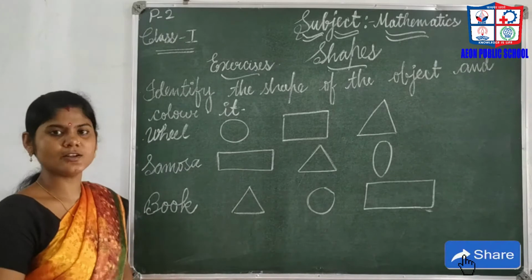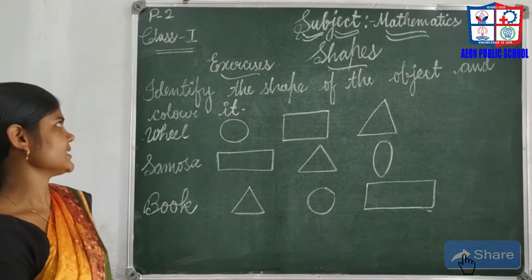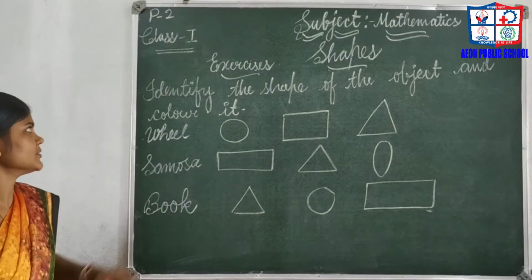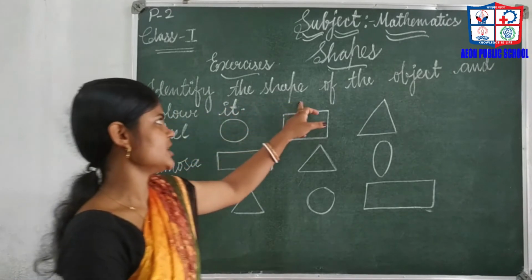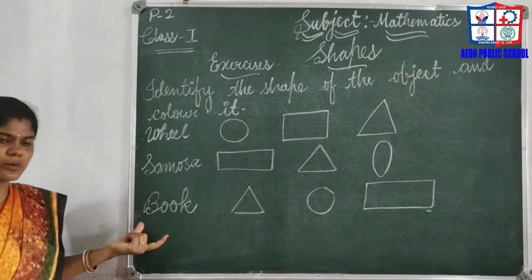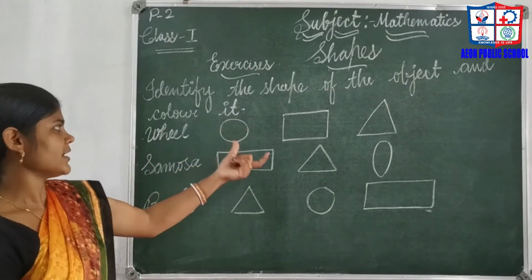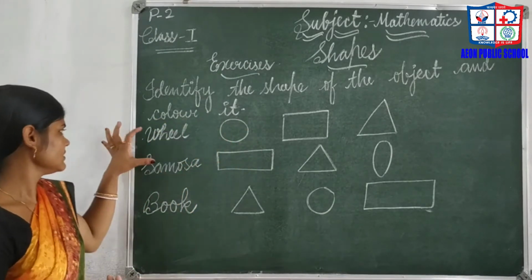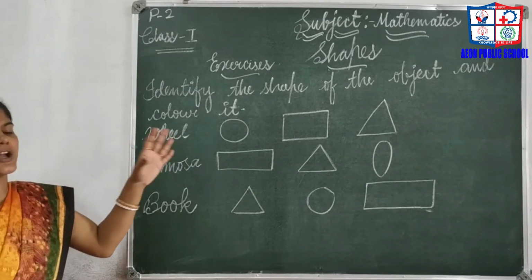The shapes lesson you have already learned. Now exercises. What are the exercises? Let's see. The first one is to identify the shape of the object and color it. Here some names are given and you have to find out what is the shape of that thing or object and you have to color it.